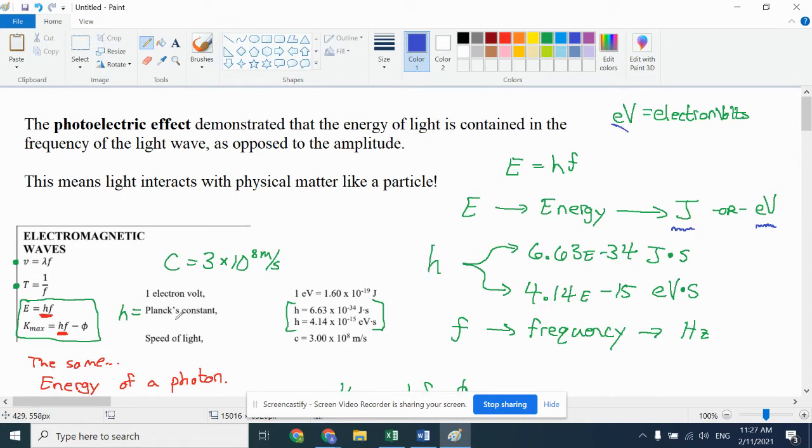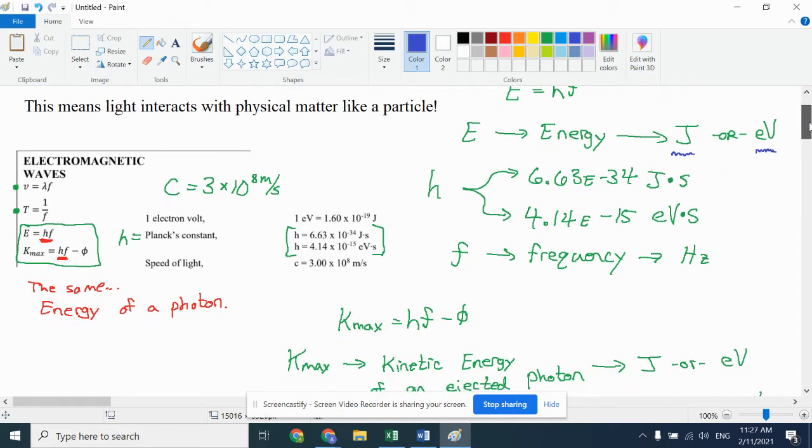h, known as Planck's constant, has two values because you have two units of energy, joules and electron volts. So 6.63 E negative 34 joule seconds or 4.14 E negative 15 electron volt seconds. Both of them work for h. How do you know which one to use? It depends on what they want as their unit of energy, which we'll see in a little bit. f is the frequency measured in hertz.